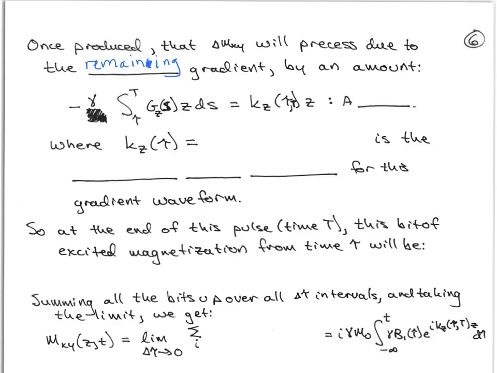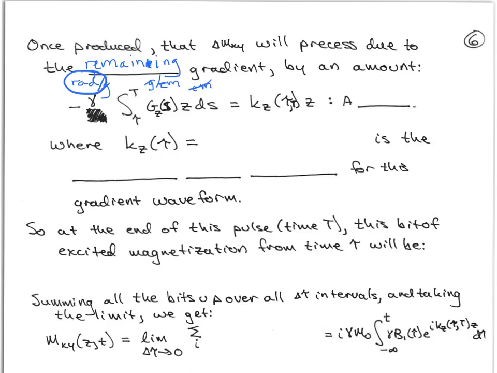So once produced, that transverse magnetization produced by that one little delta step in time will precess due to the remaining gradient by an amount equal to this. So it's just going to be the integral until the end of the pulse of the gradient waveform times the position, right? The gradient waveform is in Gauss per centimeter. Let me actually write this out, that might be helpful. So this guy is in Gauss per centimeter. z, of course, is in centimeters. And gamma, the gyromagnetic ratio, is in radians per Gauss. So you can see that all these units multiply out: Gauss cancels with Gauss and centimeter cancels with centimeter, and we are left with radians, right?